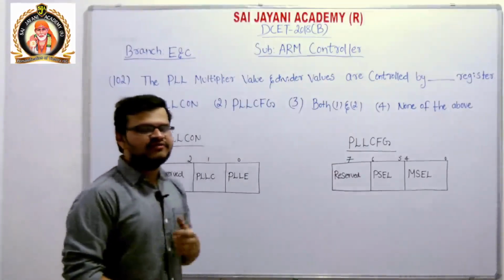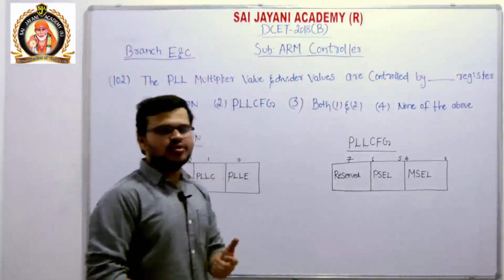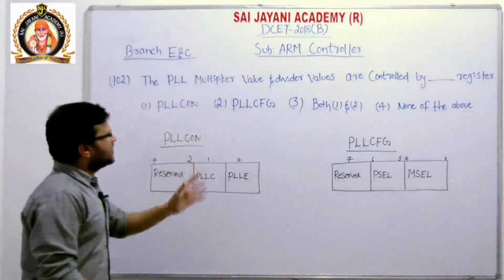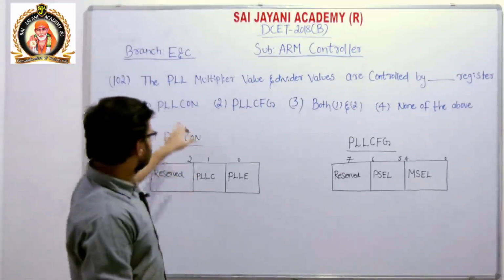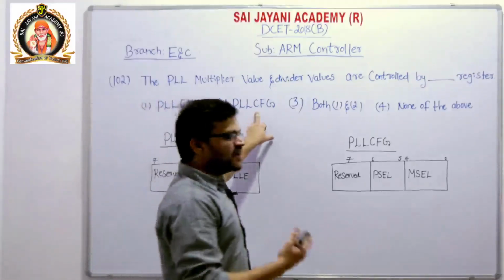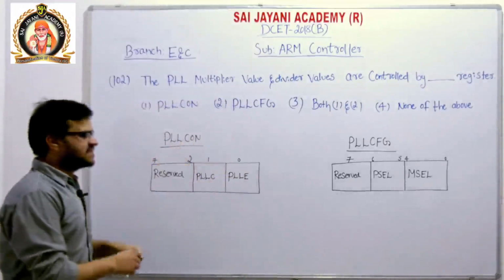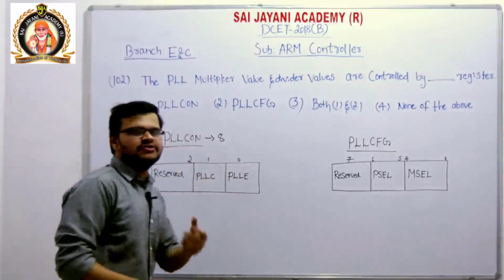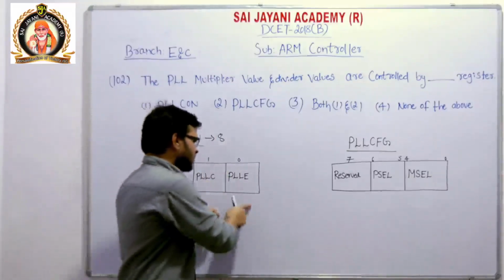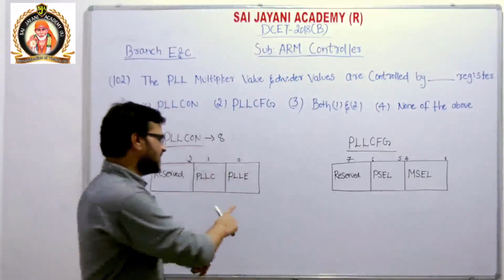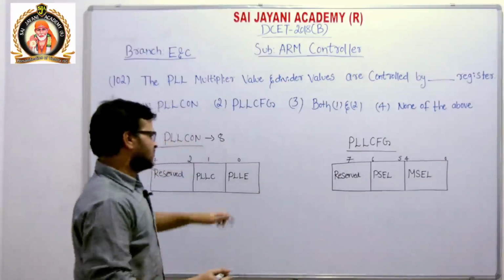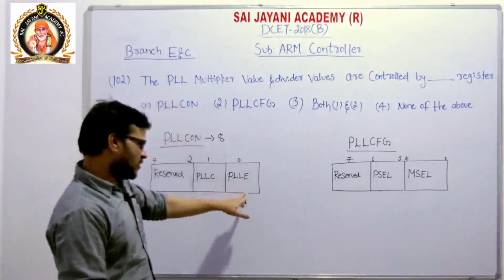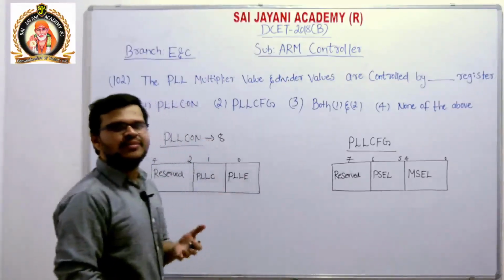Here the PLL stands for phase locked loop, which is mainly used to generate the clock pulses from the reference clock input called crystal oscillator. The PLL is mainly controlled by two registers called PLLCON register and the PLLCFG register. Coming to PLLCON register, it is an 8-bit register. It is mainly used to control the activation of the PLL. Suppose you put 1 in the PLLE bit, where PLLE refers to PLL enable bit, then it will enable your PLL loop.